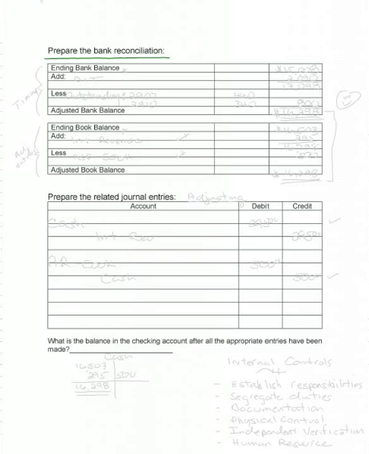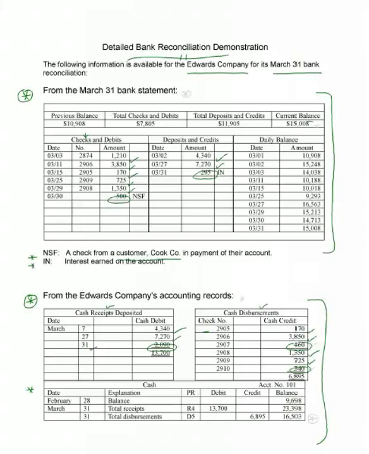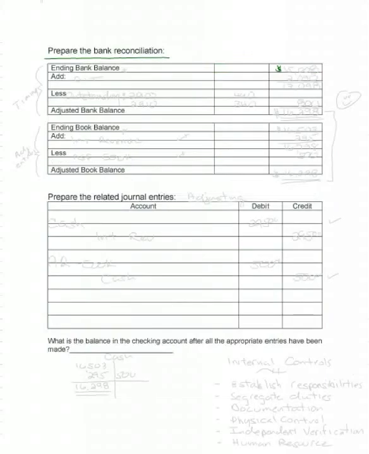The first item on our bank reconciliation is to enter the ending bank balance. I will go back to page 1 of our demonstration and grab the current bank balance at the end of the period. Notice it is $15,008.